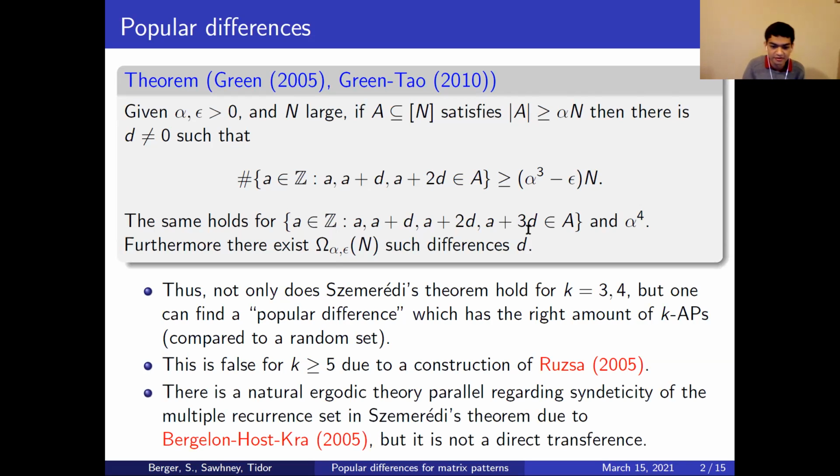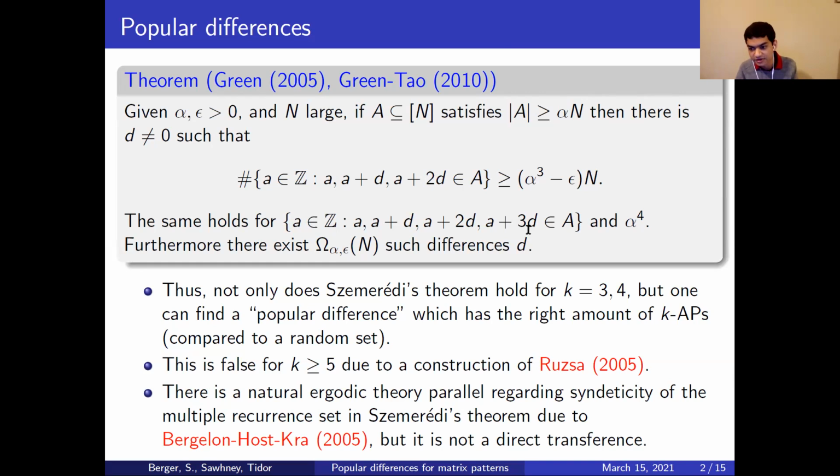I'll just mention that there is a natural ergodic theory parallel to this result. It has to do with looking at the multiple recurrence set that shows up in Szemerédi's theorem stated ergodically, and looking at when the measure is large. One can show something about the syndeticity of this difference set. Although I won't talk too much about the ergodic theory language here, just to point out that unlike Szemerédi's theorem and Furstenberg's correspondence, there's not exactly a direct correspondence for this type of more refined problem.